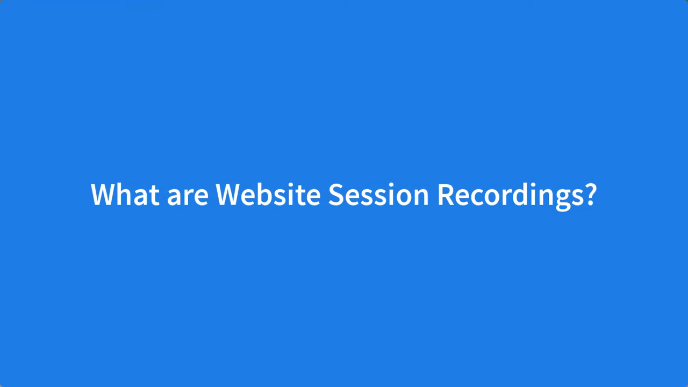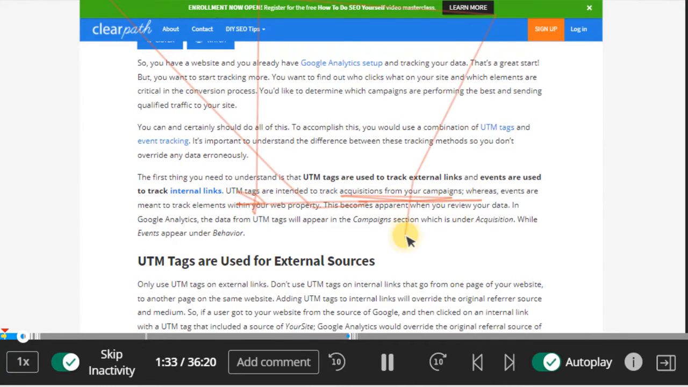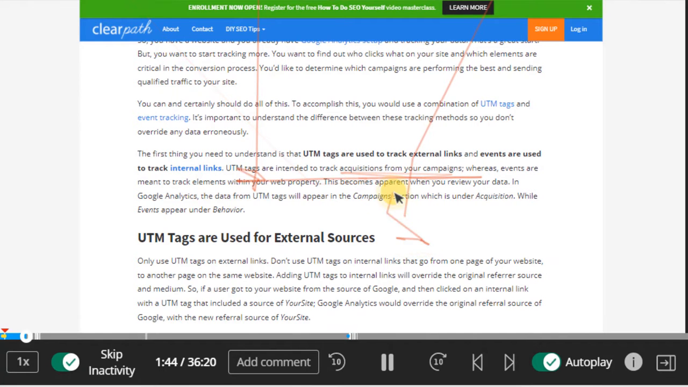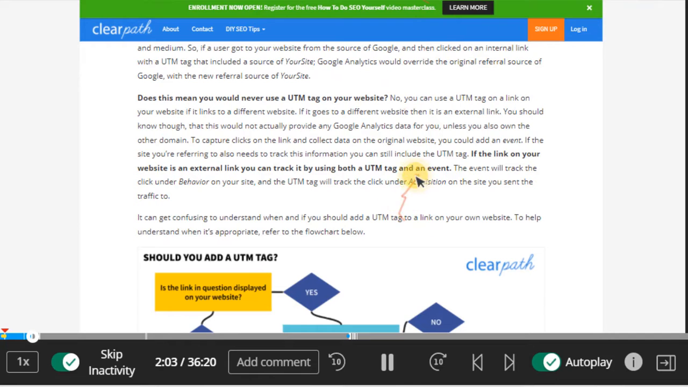What are website session recordings? Before we get too far ahead of ourselves here, let's back up and go over what website session recordings are. Session recordings are videos of anonymous visitors using your website. You can't hear them, you can't identify who they are. You're only looking at a video of your site and watching a mouse move around it. You see mouse movement, scrolling, clicks, and any pages they viewed.